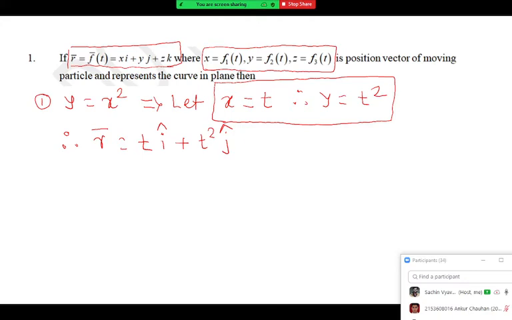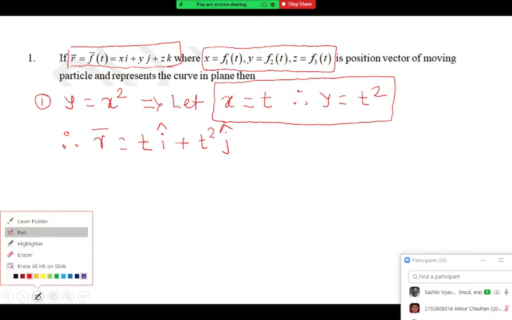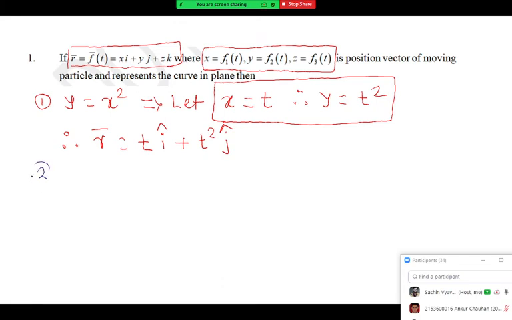Okay, so let me write one more equation, say y is equal to 4x. What does it represent? Straight line. So tell me the parametric equation first. x equals t, y equals 4t. Correct. So x is t, y is 4t.